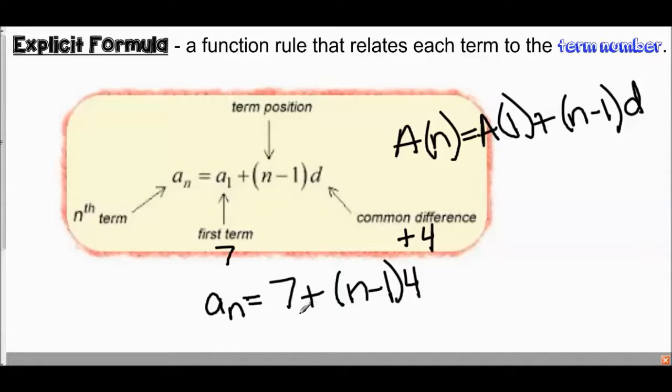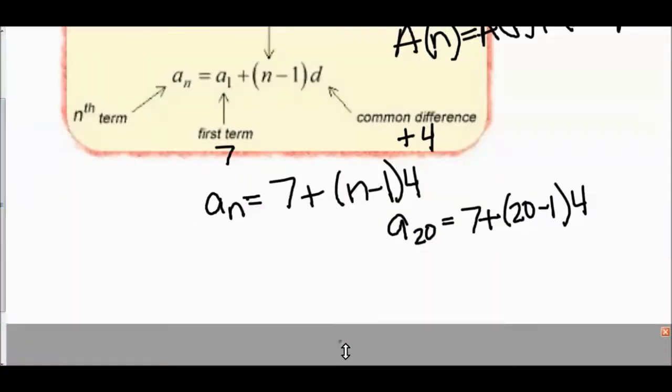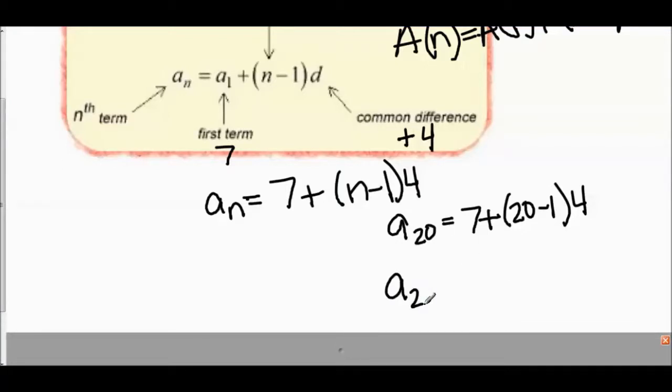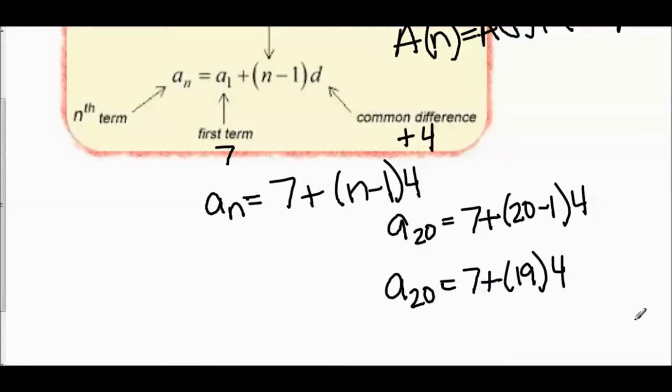Then if I wanted to use that to find, let's do the 20th one. If I'm wanting to find a of 20, the 20th term, that's going to be equal to the first term plus, I'm going to put 20 in there, 20 minus 1, times the common difference, which was 4. Let's drag this down, give us some more room. So the 20th term is equal to 7 plus 20 minus 1, which is 19. 19 times 4, we'll do that next.